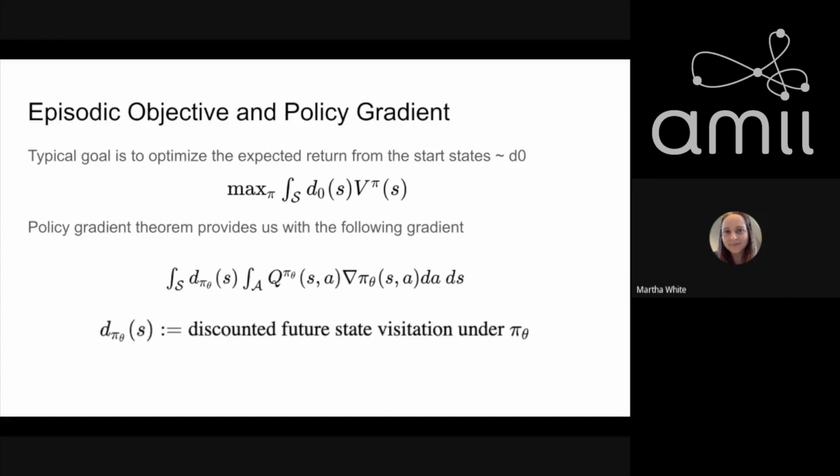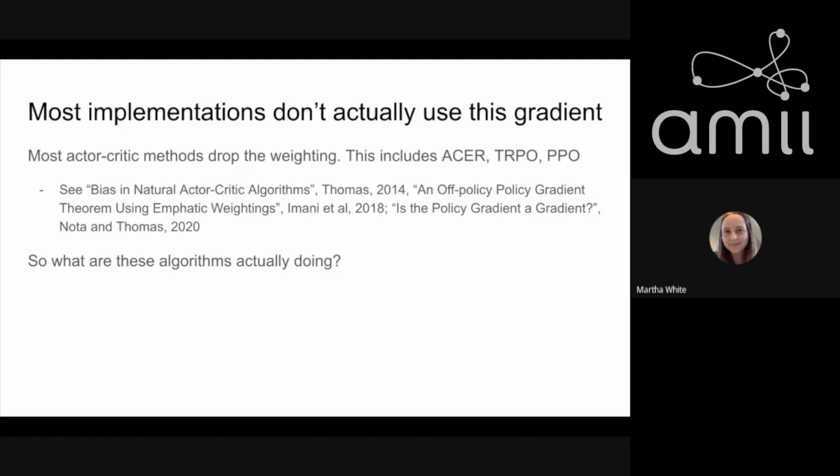Actually, what I'm going to say instead is, even though we have this nice gradient, actually most implementations of, let's say, policy gradient methods don't really seem to actually use this gradient, and yet they seem to perform well in practice, actually. So most actor-critic methods drop particularly the weighting out in front. So I mentioned this d pi theta that tells you how you should weight your states, and it's according to discounted state visitation.